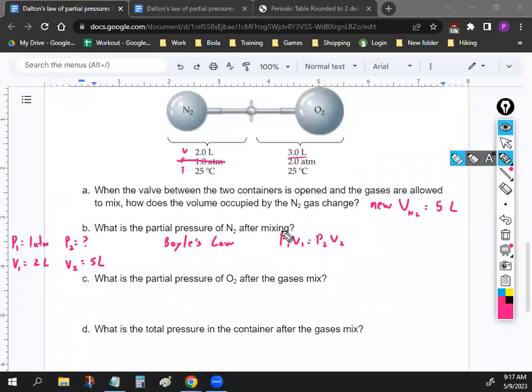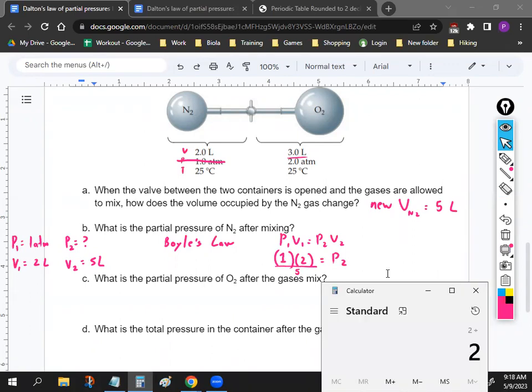Okay, so if you guys notice, P1 is 1, so we're going to plug in 1. V1 is 2. We're looking for P2, and V2 is 5. So all we got to do is move the 5 to the other side, and we do that by dividing by 5 on both sides. So P2 is just going to be 1 times 2 divided by 5. The math should be pretty easy. It's just 2 divided by 5. And so P2 is going to be 0.4 atm, and this is going to be the partial pressure of N2.